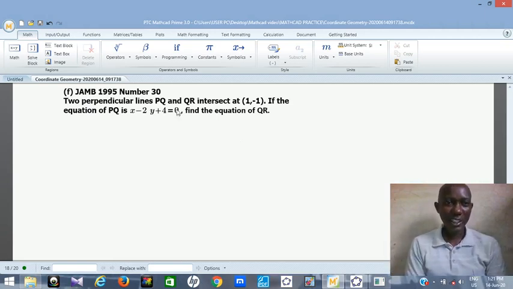And remember when we did intersection of lines, I told you that when you have two lines and you want to get the point of intersection, solve the two lines simultaneously.